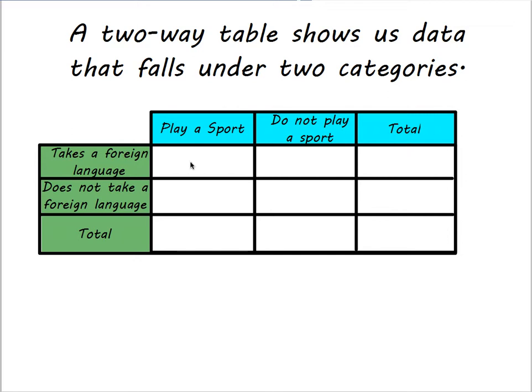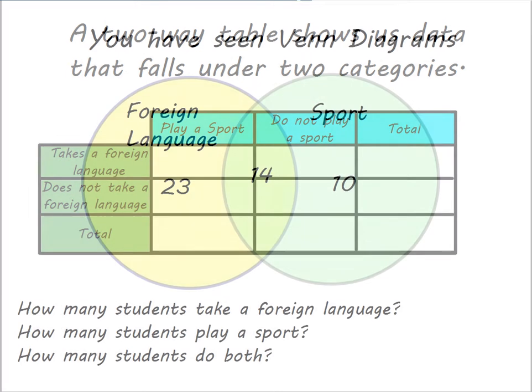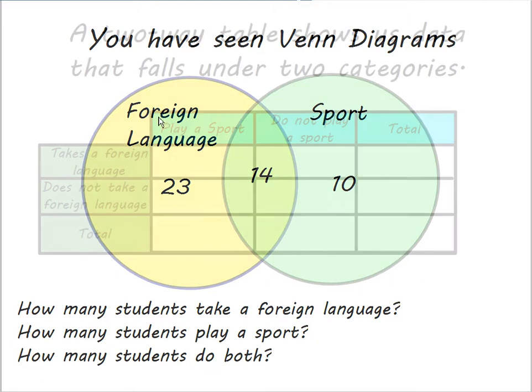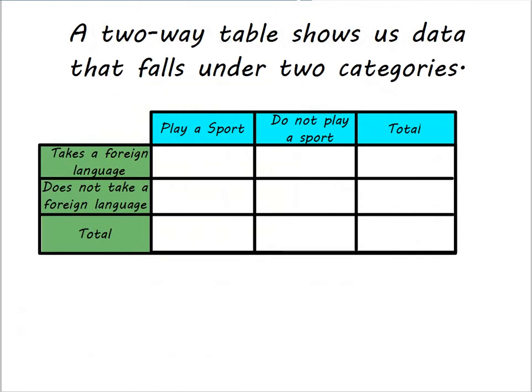First of all, this first box is for all the students who take a foreign language and play a sport. So if I go back and look at my Venn diagram, where would I find those students? Right? How many students do both? Those are the 14 students here in the middle. So in this box, I'm going to put those 14 students.